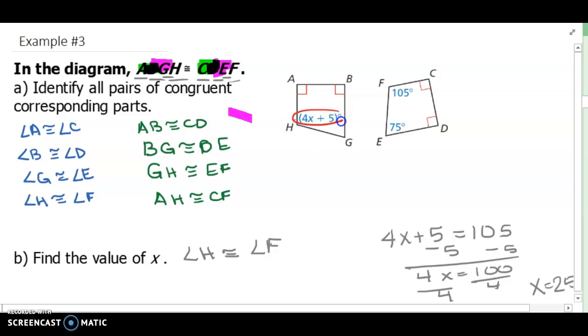So notice the value of x is listed as to help find the measure of angle H. Well, angle H is right here on the end, and I know angle H has to be congruent to F. Well, F over here is 105, so this is angle H, this is F. I set up an equation, do algebra, and I get x equals 25.